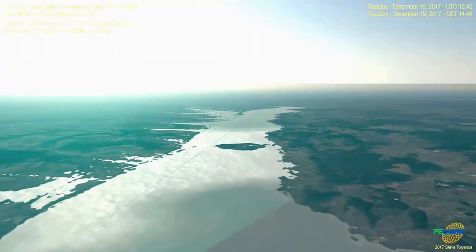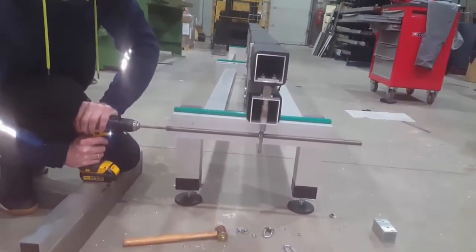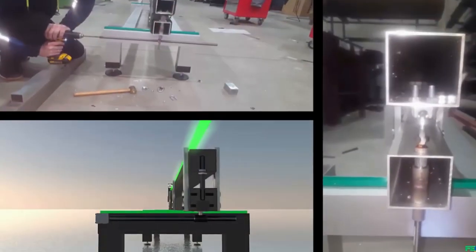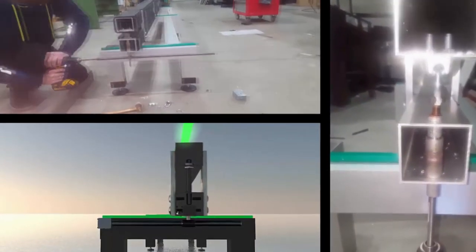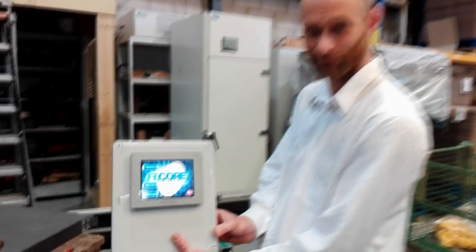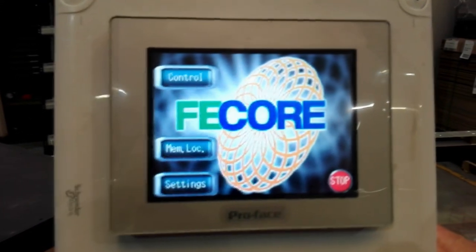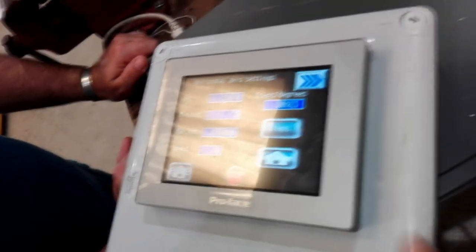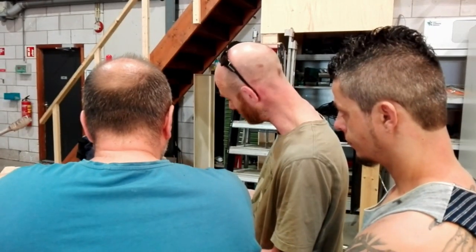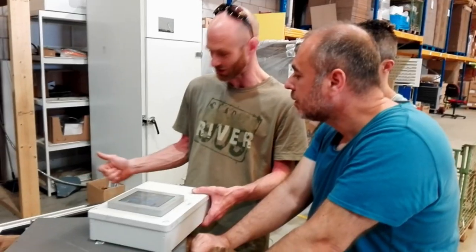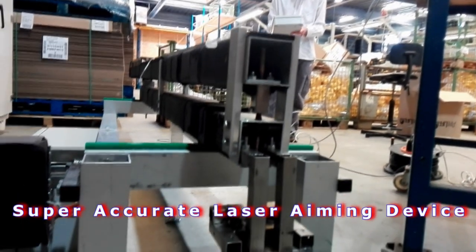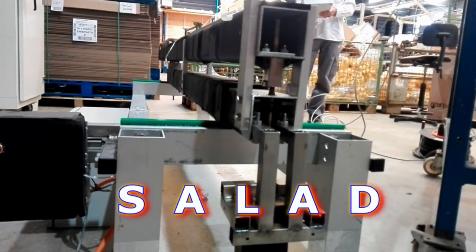The first objective for the Balaton test was to design and build a laser aiming device which could make a 41-mile, 67-kilometer observation possible. Mike, FE Corps president, took the assignment. He designed and built a laser mount capable of extremely fine adjustments for both the tilt, which is the vertical motion, and for panning, the horizontal motion. The result was the Super Accurate Laser Aiming Device, or SALAD for short.